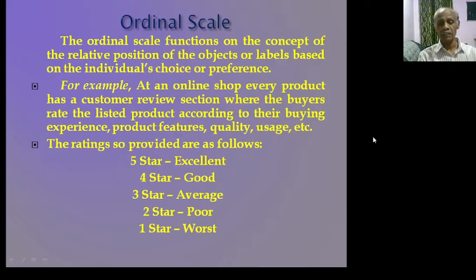For example, if I have pressed the 5th star, automatically it is valid that the service is excellent. If I trigger the 4th star, it means that it is good. If I put on the 3rd star, the service is average. If I put on the 2nd star, it is poor. And if I put the button on the 1st star, it is called worst.